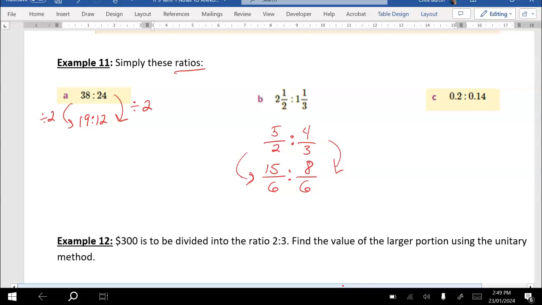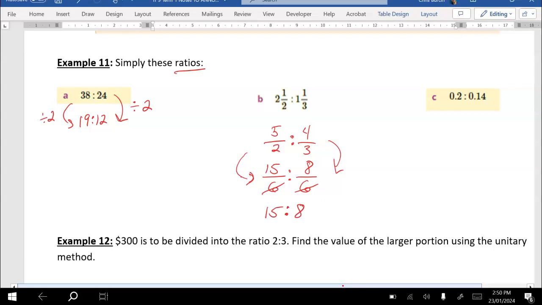So now that we've got the same units, we've got 15 sixths to 8 sixths. So it could be 15 bananas to 8 bananas, or 15 crocodiles to 8. We don't care. Because they now have the same denominator, we can just ignore that because we're dealing with the same animals. Then we've got our ratio of 15 to 8.